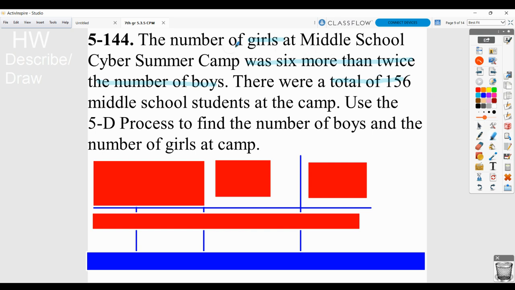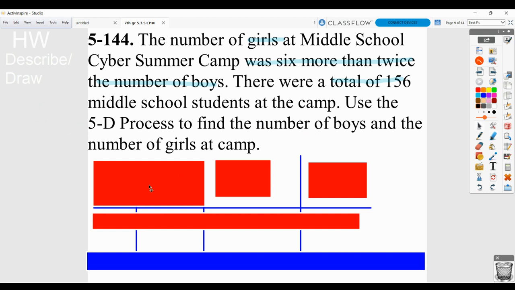So the first thing I did is I highlighted the important information, which again would be in the describe concept. So describe and draw, I highlighted, but again, normally you would type that out. The number of girls was 6 more than twice the number of boys, which was important for us to describe or explain. And the fact that there was a total of 156 students was also important. So that would have been in your describe and draw information.